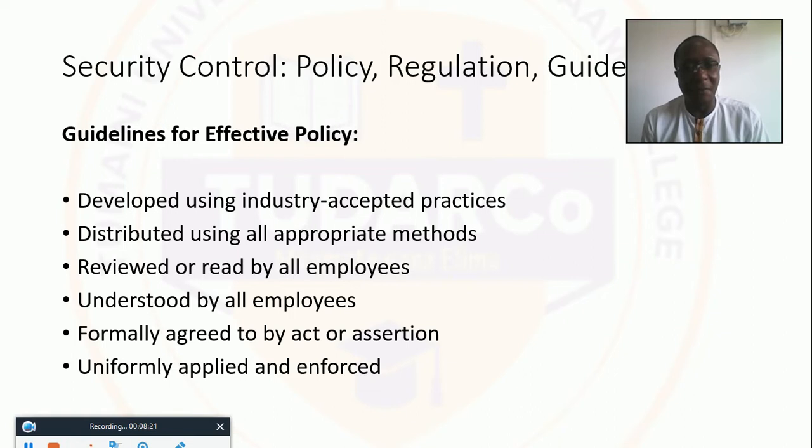The guidelines for the effective policy, as displayed there, should be developed using industry accepted practices. There are best practices in preparing an ICT security policy. You should consider them all, and it should be distributed using appropriate methods. Make sure that all the stakeholders get a copy of the policy and understand it very well. They should read it and understand it, and as experts who are preparing the policy, you should put a mechanism of teaching and educating them on the ICT policy.